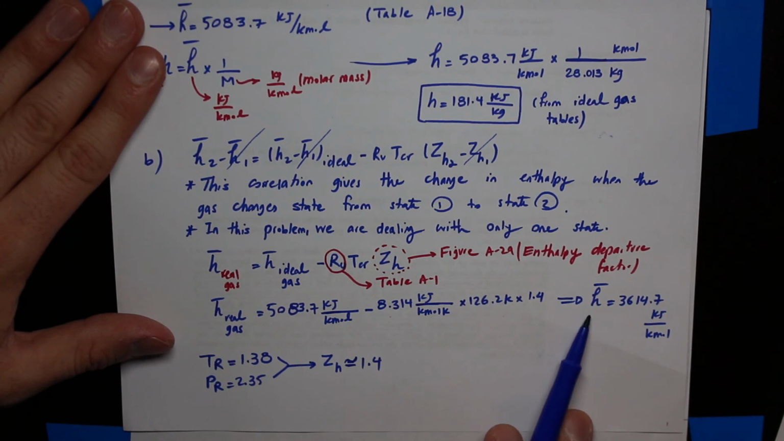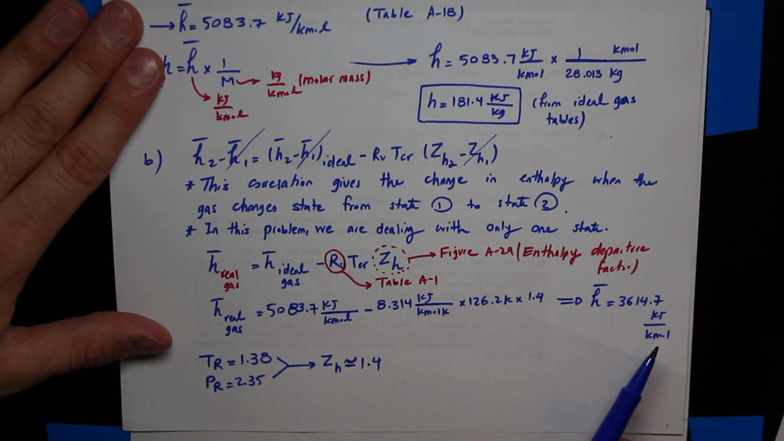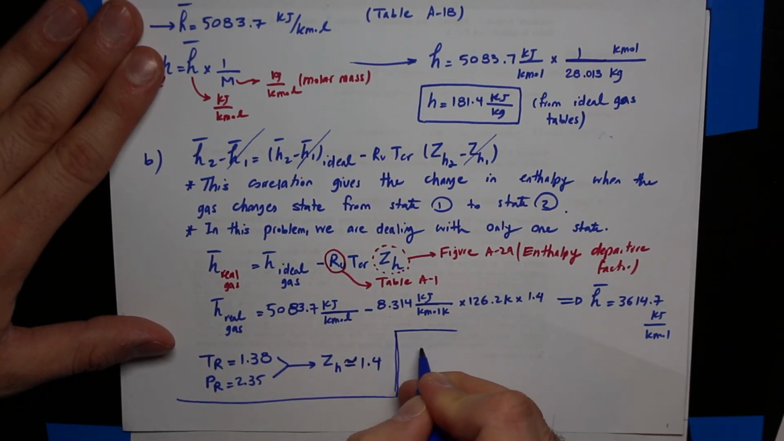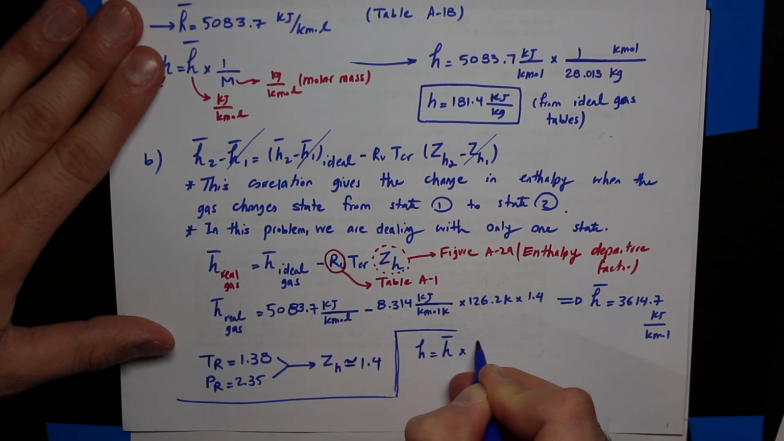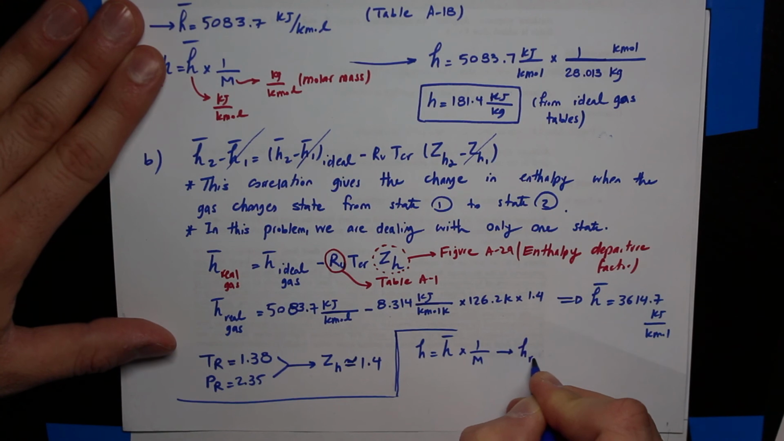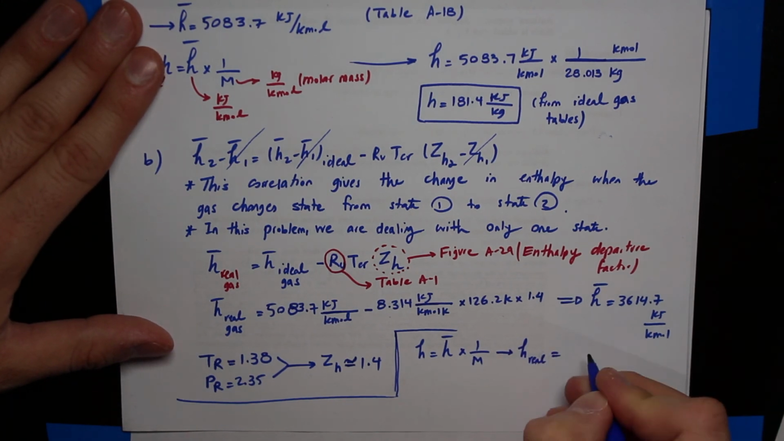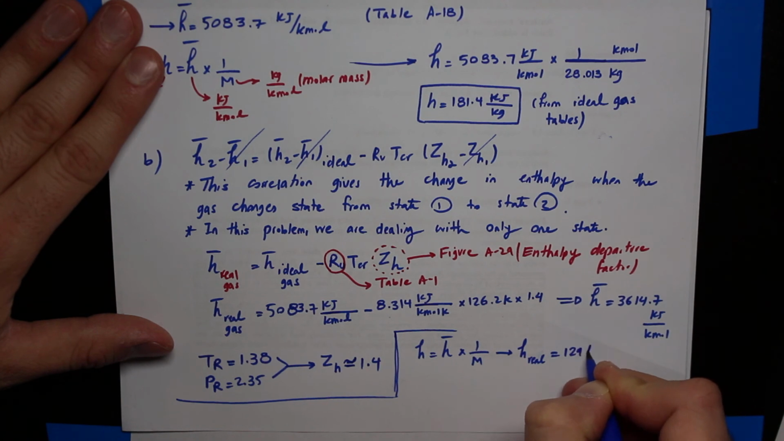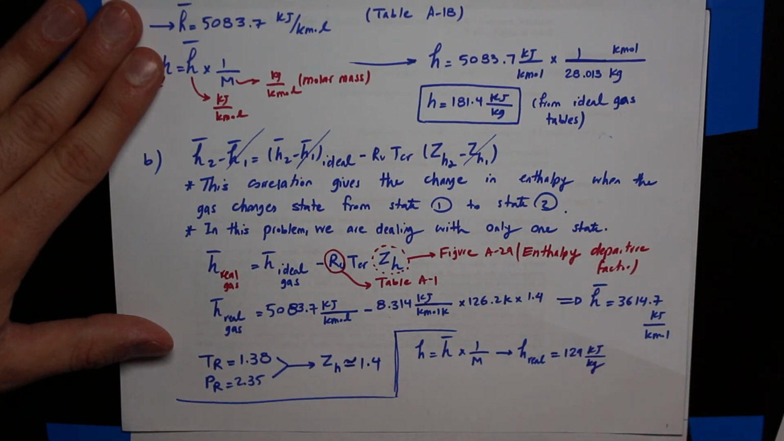So anyway, our H bar is obtained, but this H bar is in kilojoule per kilomole. So what I want to do, I want to convert that into joule per kilogram, and you know how to do that. Okay, so my H is going to be H bar multiplied by 1 over M as before. So M is the same M that we used in part A. Now I have H bar, so that gives me H of a real gas being equal to 129 kilojoule per kilogram.